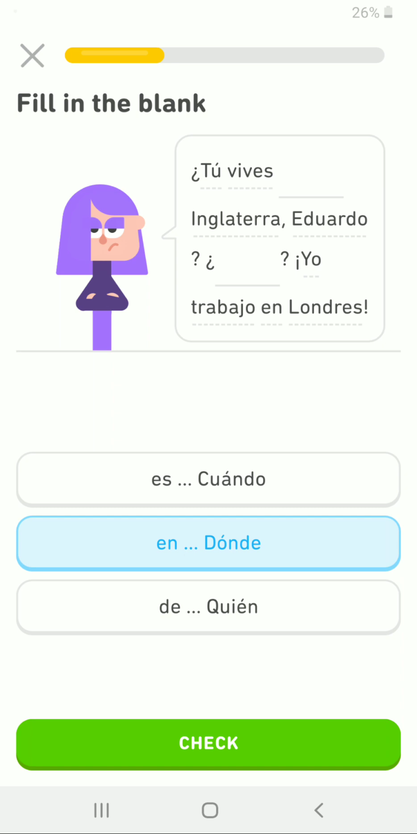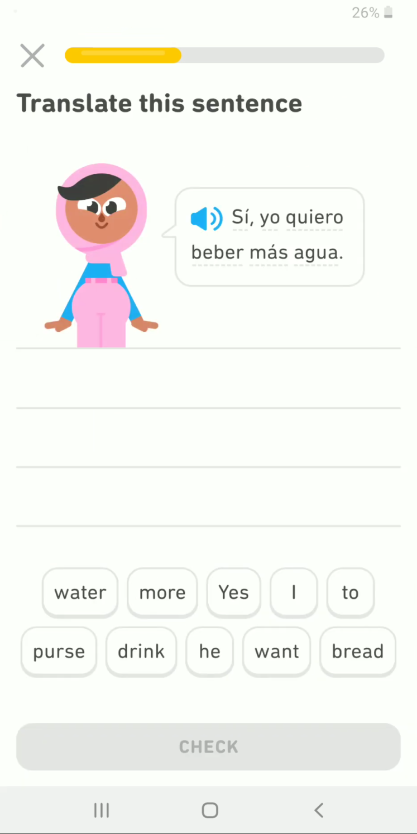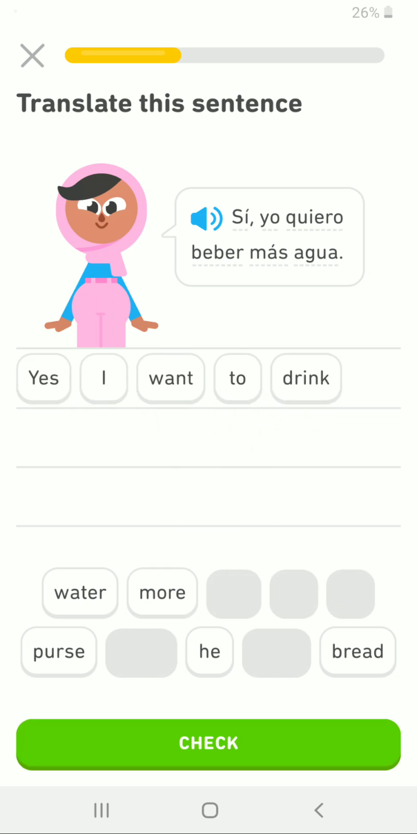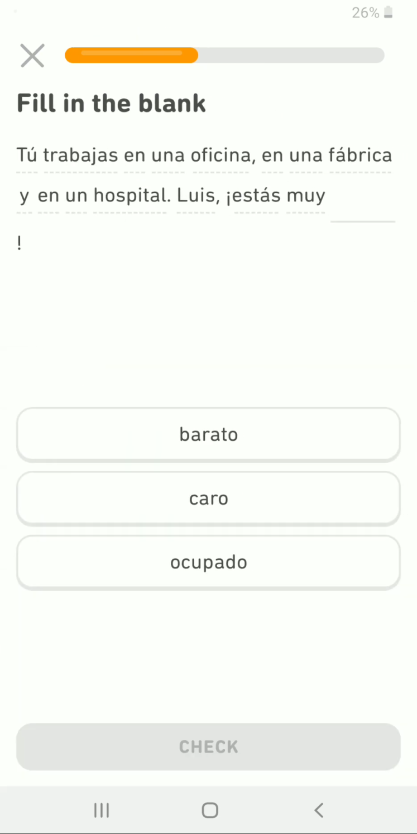Tú vives en Inglaterra. Eduardo, ¿dónde yo trabajo? ¿Tú vives en Inglaterra, Eduardo? That was a question. ¿Dónde? Yo trabajo en Londres. Sí, yo quiero beber más agua. Agua is water. Yes, I want to drink more water. And tú trabajas en una oficina, en una fábrica y en un hospital.